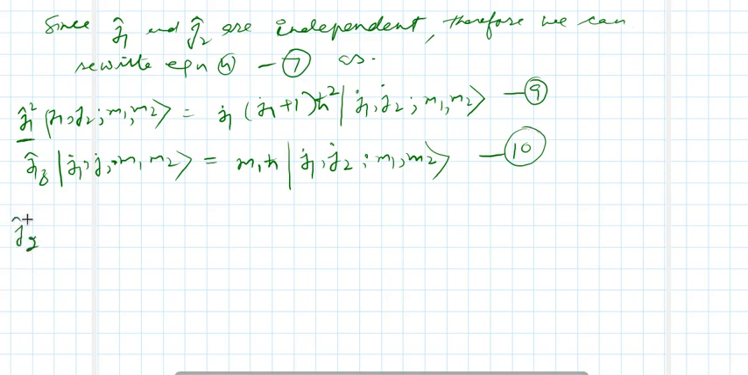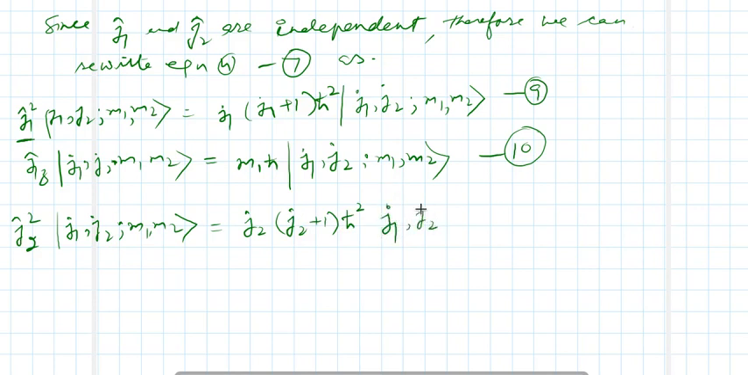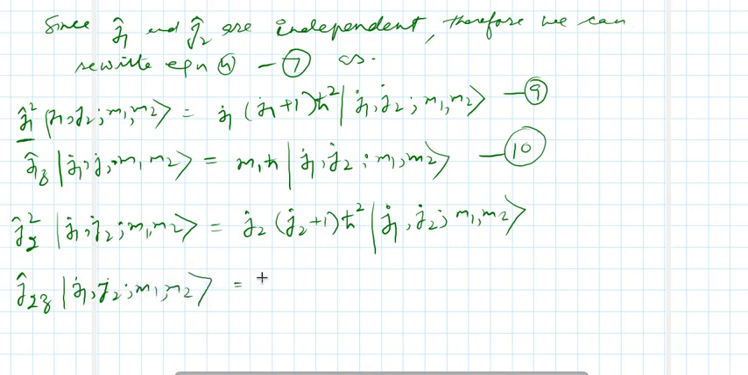And similarly, J2 square on J1 J2 m1 m2 must be equal to J2 into J2 plus 1 h cross square J1 J2 m1 m2, and J2z on J1 J2 m1 m2 must be equal to m2 h cross J1 J2 m1 and m2, right?